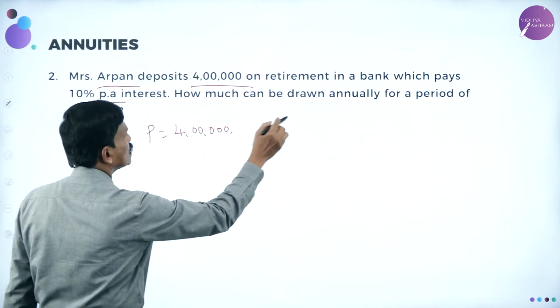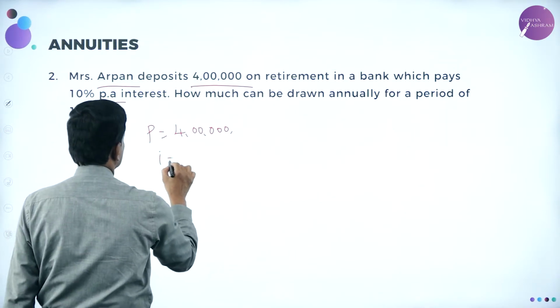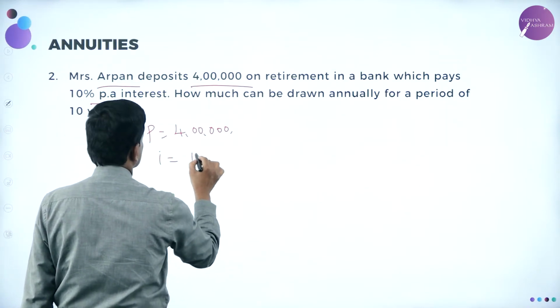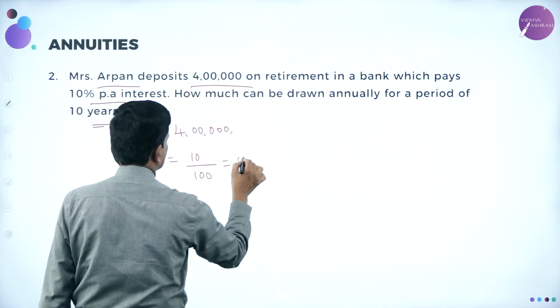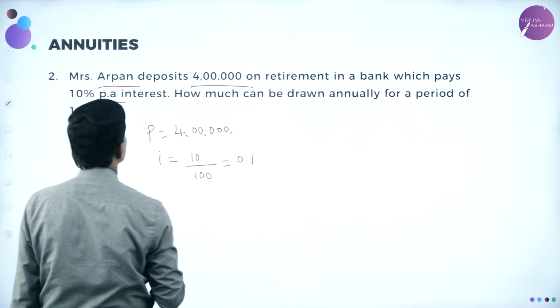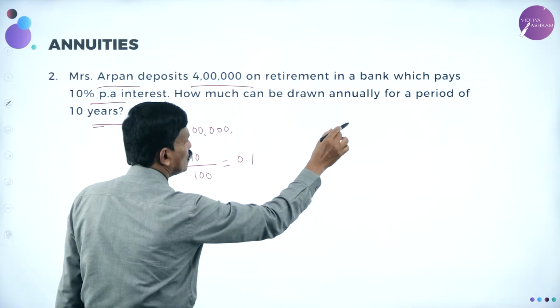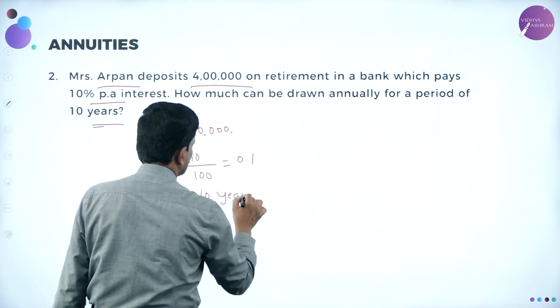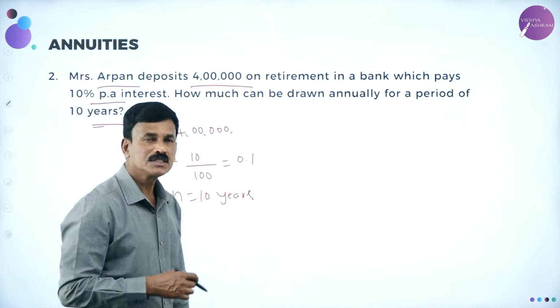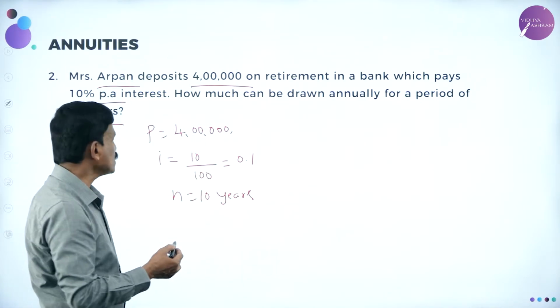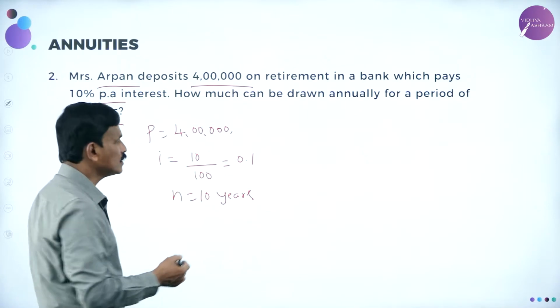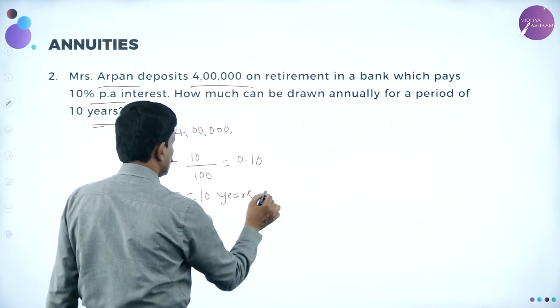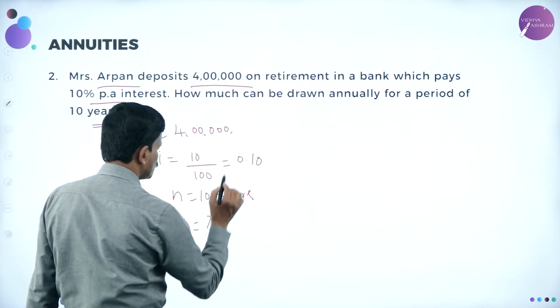So 4 lakhs which pays an interest, I is equal to 10%, 10 divided by 100, that is nothing but 0.1. How much can he draw annually for a period of 10 years? N is equal to 10 years. This is the given condition, right? See here, P is equal to 4 lakhs, I is equal to 10 divided by 100, that is nothing but 0.10, N is equal to 10 and A is the question mark.